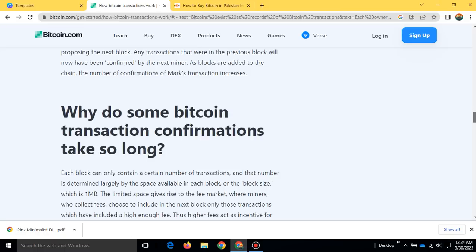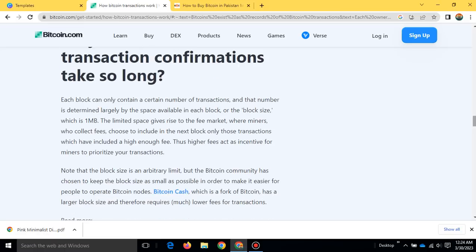Why do some Bitcoin transaction confirmations take so long? Each block can only contain a certain number of transactions, and the number is determined largely by the space available in each block, or the block size, which is 1 MB. The limited space gives rise to a free market, where miners who collect fees choose to include in the next block only those transactions which have included a high enough fee. Thus, higher fees act as an incentive for miners to prioritize your transaction.